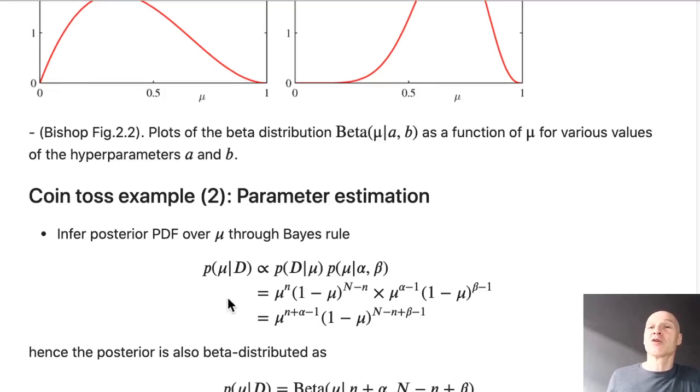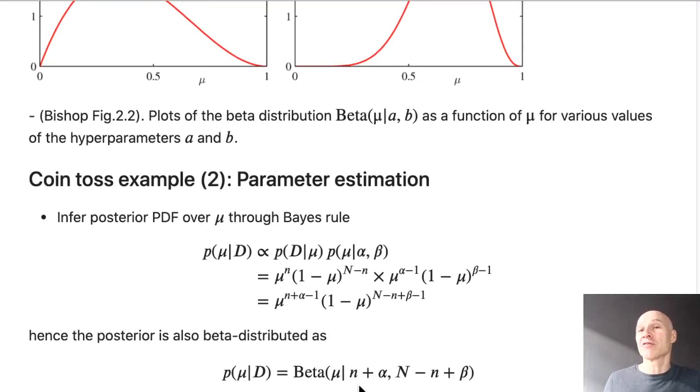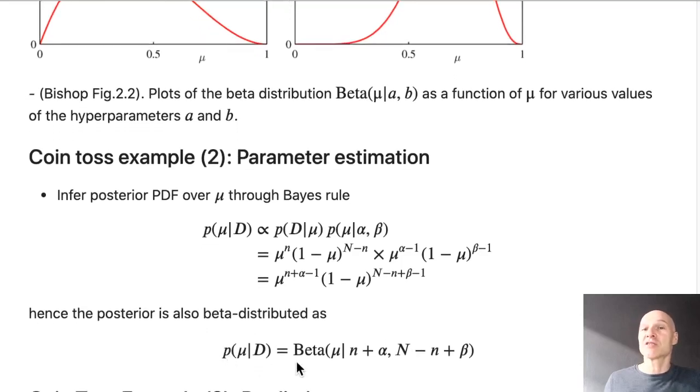You know it's going to be normalized. So in front of it there will be these gamma functions, but we don't care about them. We can already see that because we know this is a normalized function, this has to be a beta distribution, but now with a new alpha, n plus alpha, and a new beta, capital N minus n plus beta. So this is the posterior, this is the knowledge about the parameter mu given the data and given the fact that we assume a beta distribution to represent our knowledge about this coin.